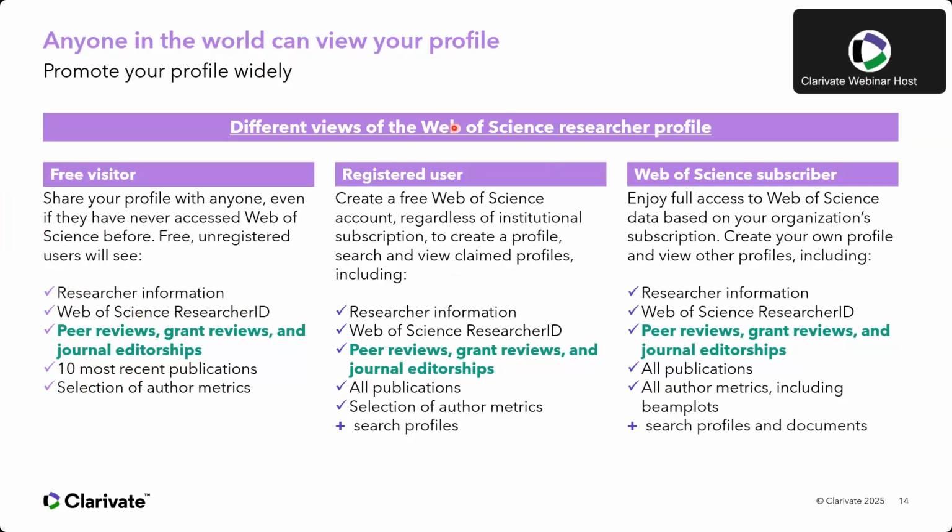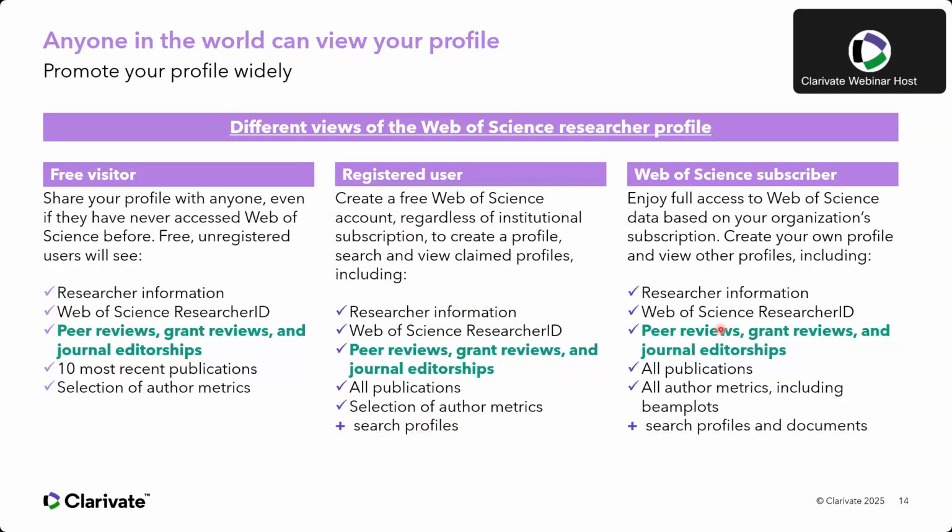And then there is another type of users using Web of Science. It's a registered user. So they have an account on Web of Science, and since they have an account, they have more data. They can see more publications, more data points. Same as before, but now they can see all publications, selection of author metrics, and they can search profiles.